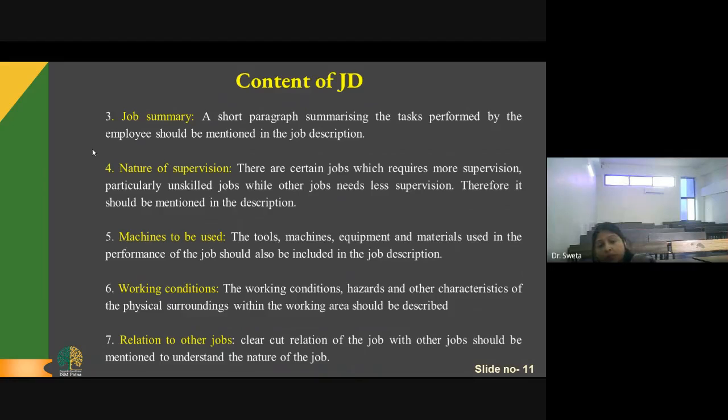Also, the relation to other jobs needs to be mentioned. That will be discussing the clear-cut relation of the job with other jobs, and that should be mentioned to understand the nature of the job, that is, the job's relation to the other jobs.